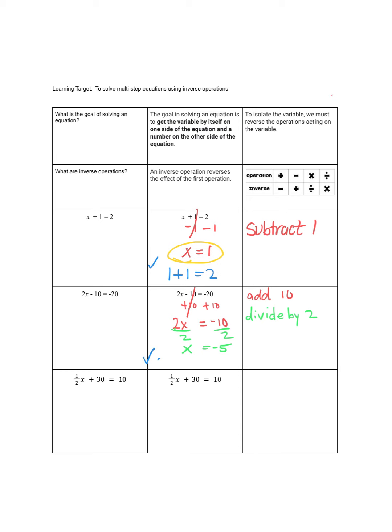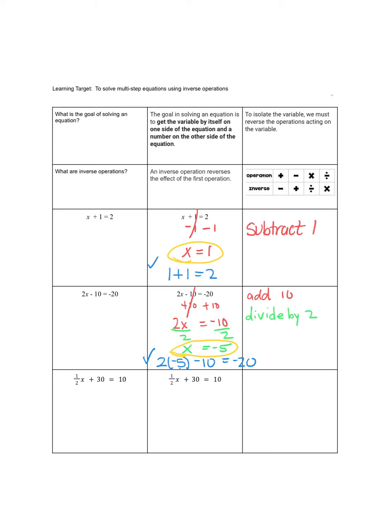If I check, I can substitute in negative 5 for the x in the original problem. And then I could either use mental math or my calculator. Negative 5 times 2 is negative 10, minus 10 is negative 20. And so this is my correct answer, x equals negative 5.